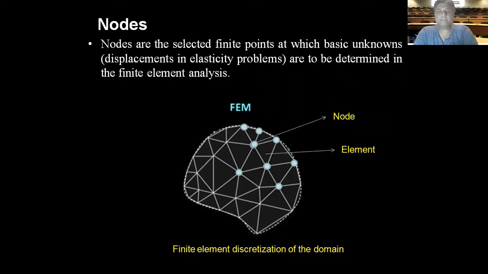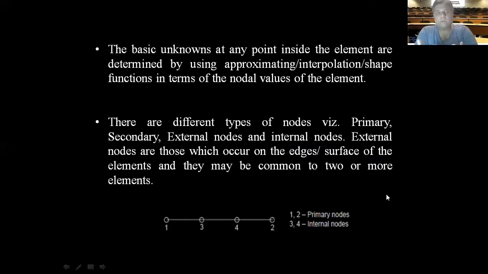Finite elements comprise nodes, and nodes are nothing but the selected finite points at which you try to determine the basic unknowns, such as displacement in elastic problems. So elements comprise nodes. The nodes are used to connect the element within, and also to connect this element with the neighboring elements. The elements may be 1D, 2D or 3D elements. When you try to find the basic unknown at any point inside the element, you have to approximate or interpolate the properties at nodal values using shape functions or interpolation functions.